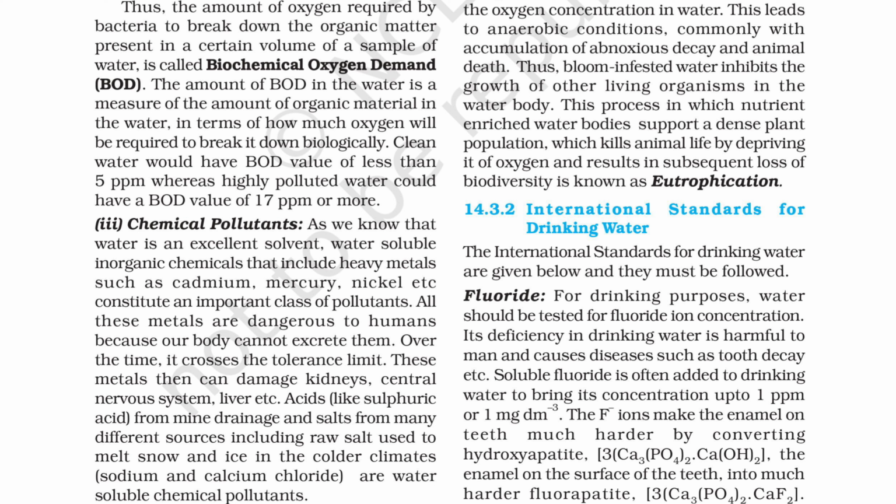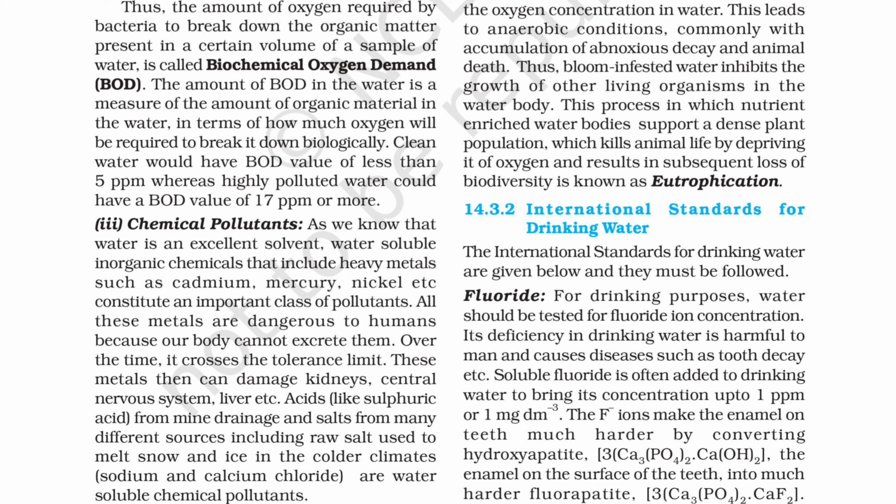All these metals are dangerous to humans because our body cannot excrete them. Over time, it crosses the tolerance limit. These metals then can damage kidneys, central nervous system, liver, etc. Acids like sulfuric acid from mine drainage and salts from many different sources, including raw salt used to melt snow and ice in colder climates, sodium and calcium chloride, are water-soluble chemical pollutants.